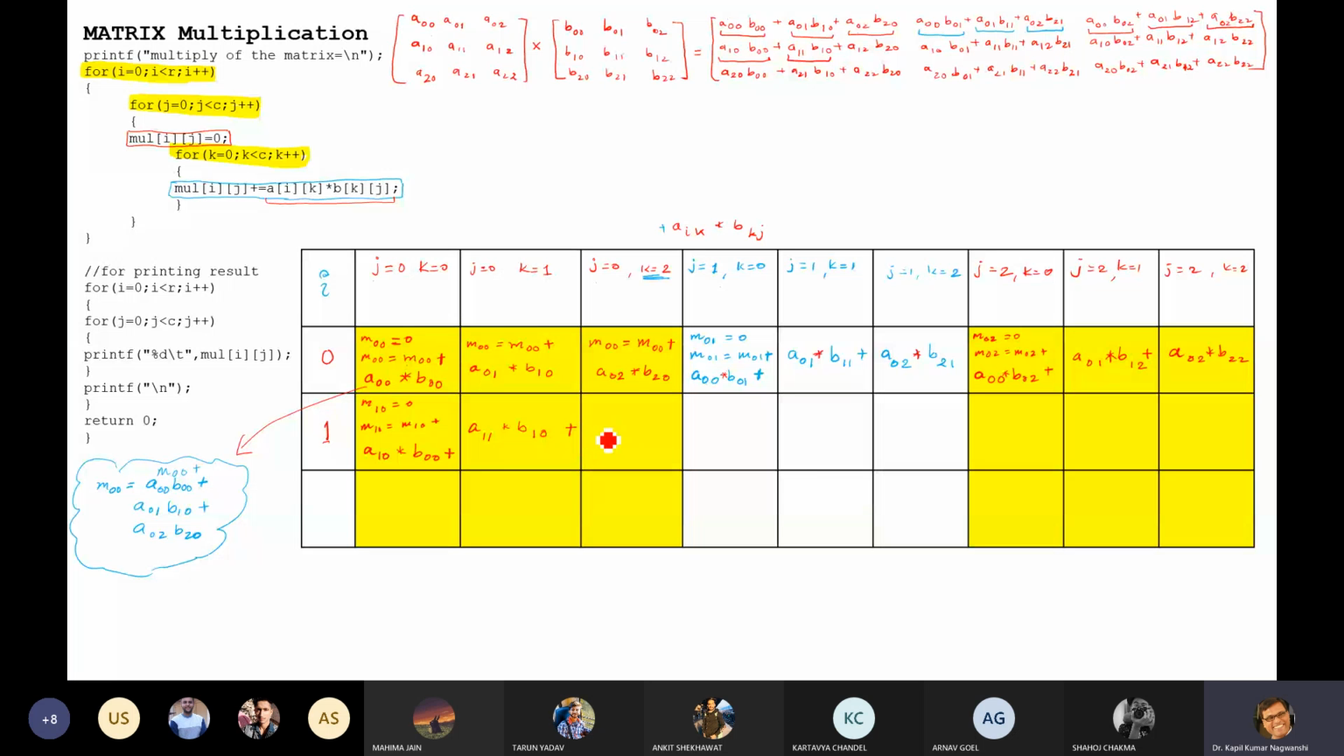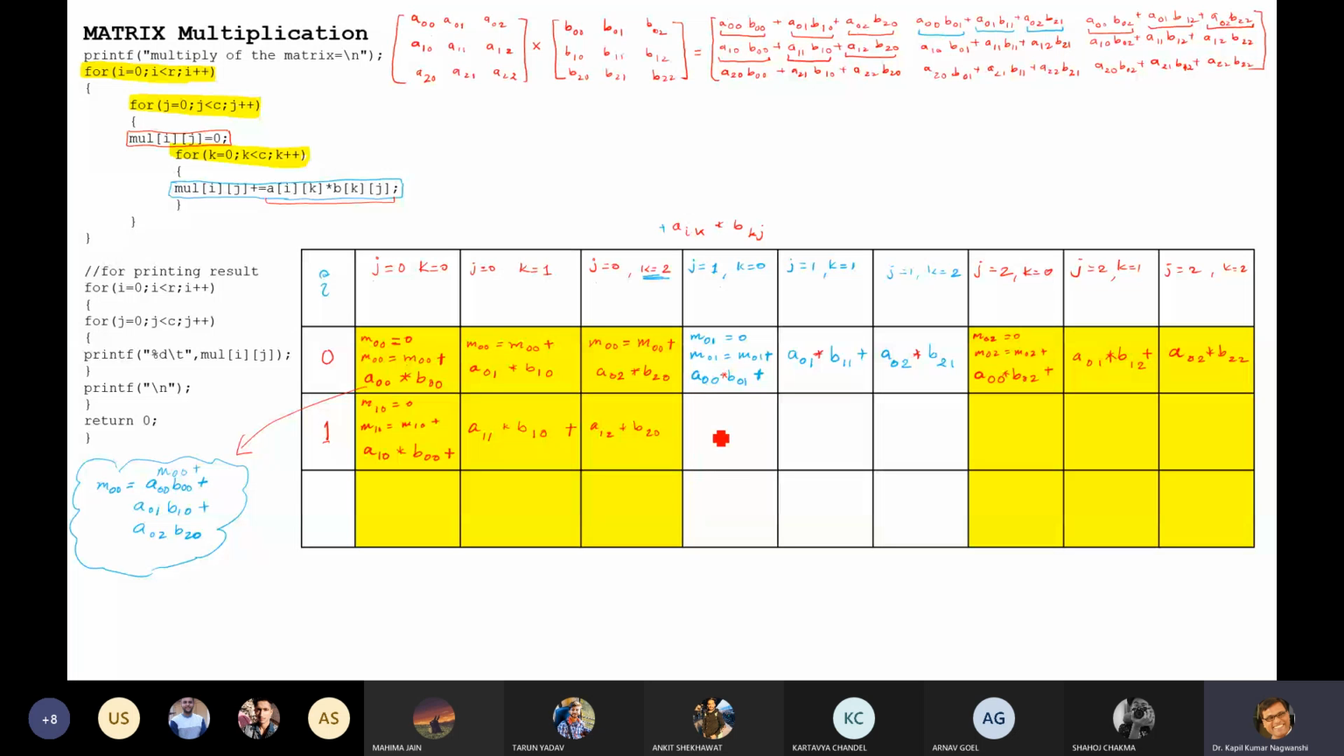Now we are adding the next term. So this is a. What is the value of i? This is 1. k is 2 multiplied by b, k j is 2, 0. Okay, so this is 1, 2 and 2, 0. Now k is completed. So j is again incremented to 1.